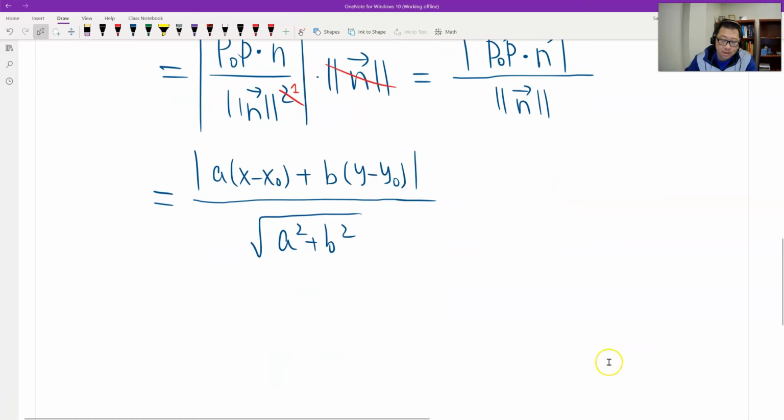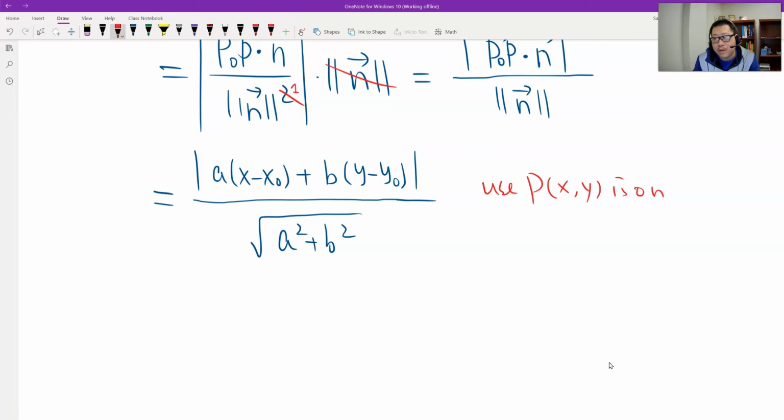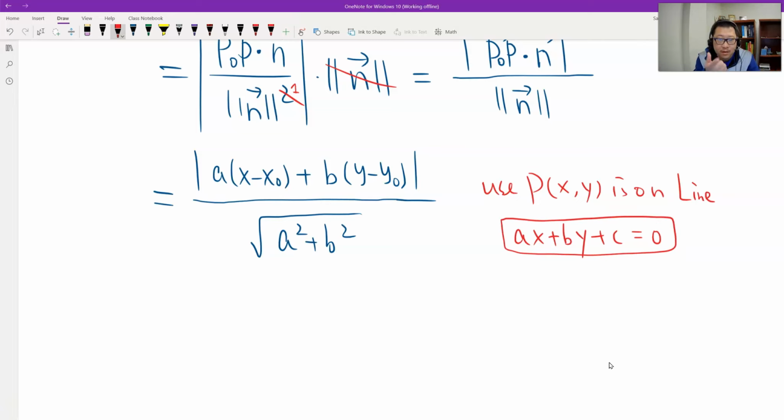So how? I use this result. Now we have to use the fact that the point P(x, y) is on the line L. Okay, it's on the line. It means x, y should follow the equation, which is ax plus by plus c equal to 0. We need to use this one. Okay, how to simplify? We need to put the x and the y together, right? So you can do it this way.